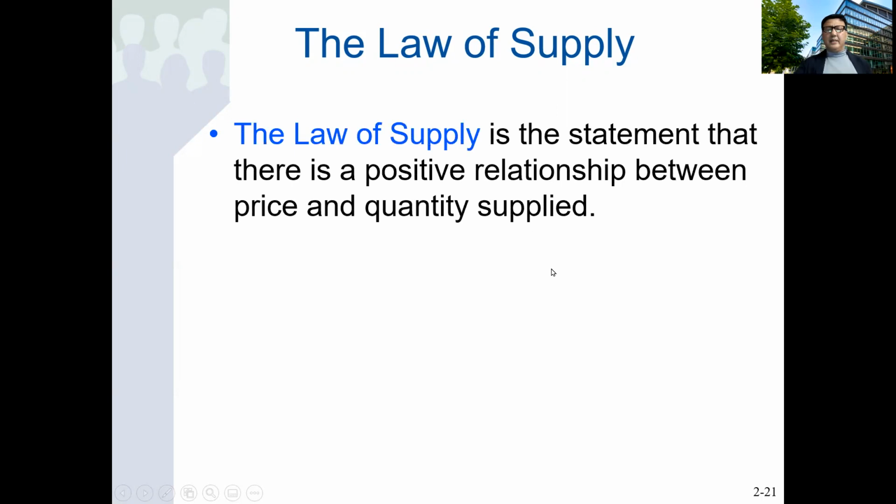The law of supply is the statement that there is a positive relationship between the price and quantity supplied. This may be very obvious, but for the sake of economic analysis, the recognition that there's a positive relationship between price and quantity supplied is very significant. That's why the supply curve slopes upward as you go right.